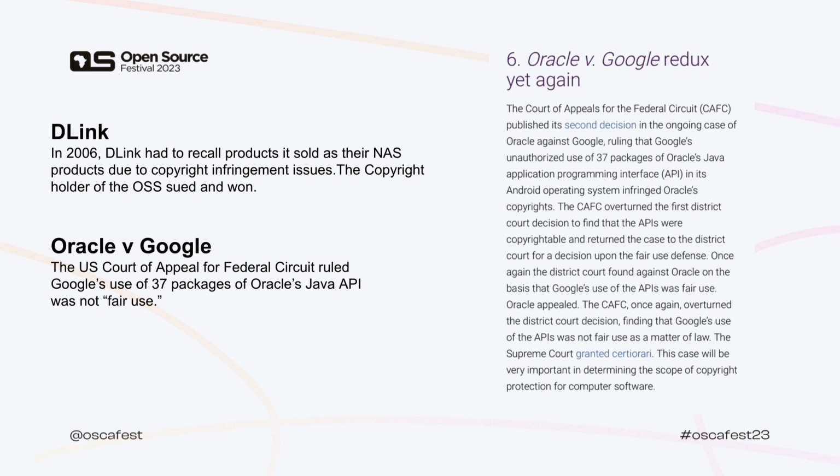Now with Oracle and Google, what we see here is a very dynamic case because it's ongoing. Oracle is a big company, Google is big, and some people are looking out to see what is going to be decided. It got to the Court of Appeal, and what the Court of Appeal held was that Google's use of Oracle's Java was not fair use.